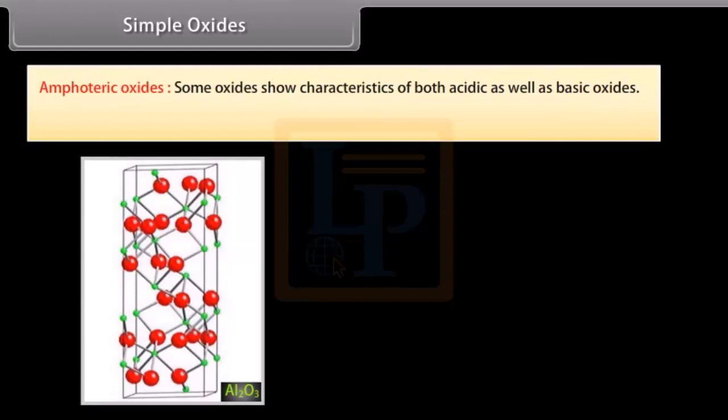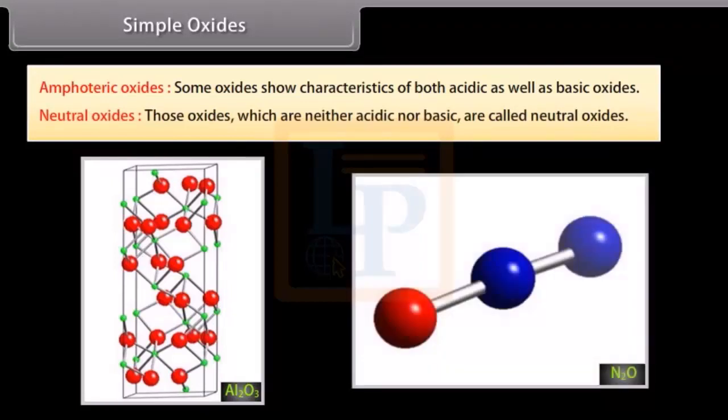Amphoteric oxides. Some oxides show characteristics of both acidic as well as basic oxides. For example, ZnO, Al2O3, GeO and PbO2. Neutral oxides. Those oxides which are neither acidic nor basic are called neutral oxides. For example, CO, NO, N2O and H2O.